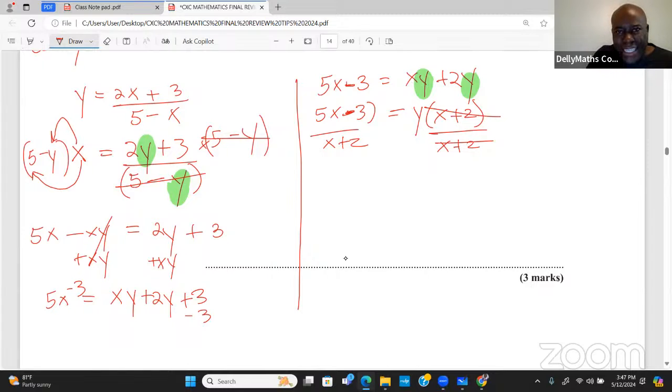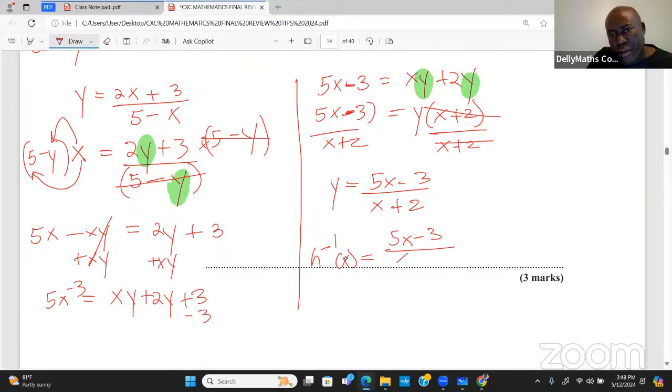And what we're looking at is this. We could say y is equal to 5x minus 3 all over x plus 2. Remember what the question really wants. The question asks us for the inverse of h of x. We don't want to leave the question like this because we're not done. So we're going to answer the question. In response to the question, I'm going to say the inverse of h of x is equal to 5x minus 3 over x plus 2. Conclusion, right? Remember, respond to the question, give them what they want, and then we go.